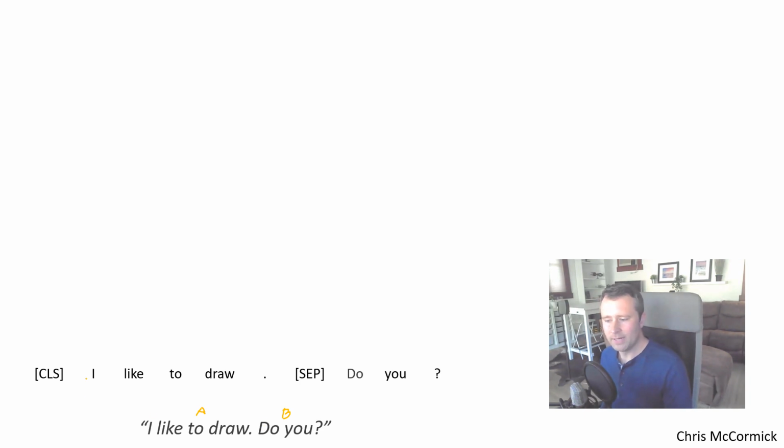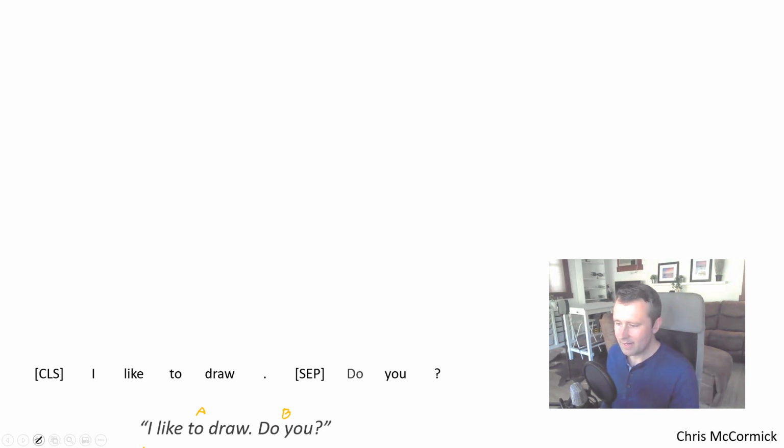And then we need to tokenize these sentences and add the special tokens. We add the CLS token at the beginning, and we add the SEP token in between sentence A and B. So, I like to draw. Do you?